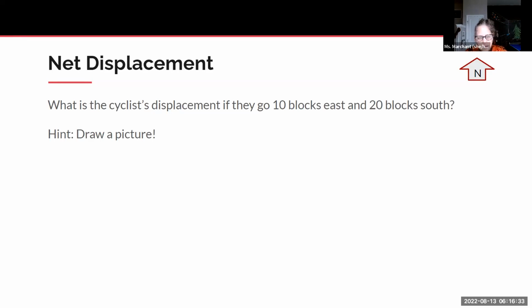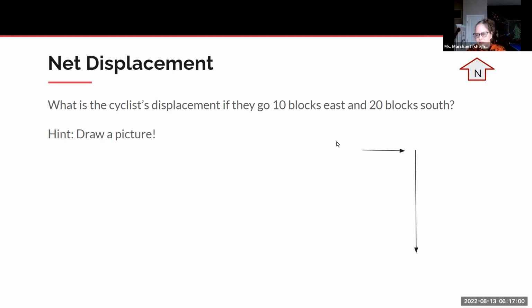So what is the cyclist's displacement if they go 10 blocks east and 20 blocks south? Okay, so we haven't done much drawing here, but you're still putting it into perspective. Draw a picture to help you out. 10 blocks to the east and 20 blocks south. The arrow that goes to the right is going to be half the size of the arrow that goes down. What does displacement mean?